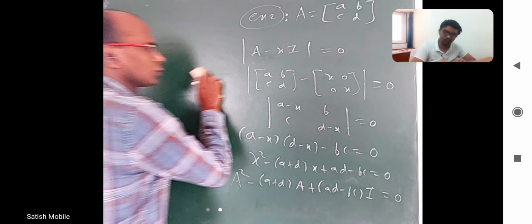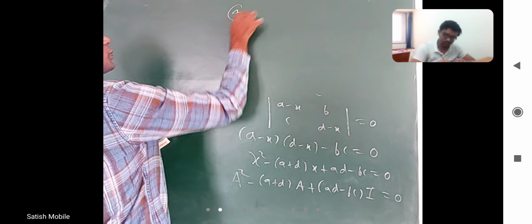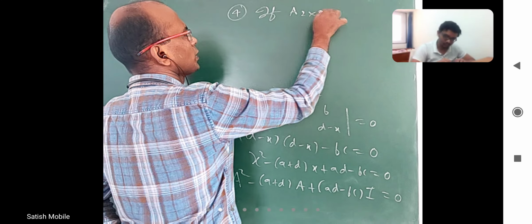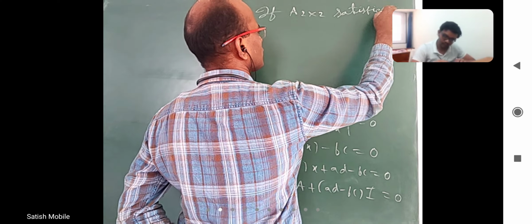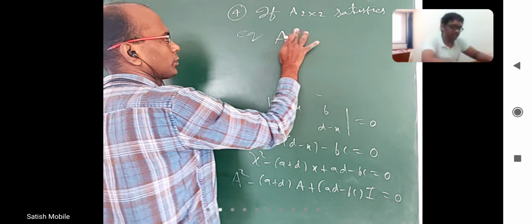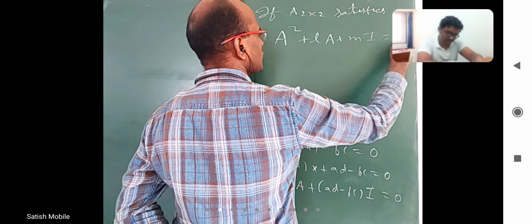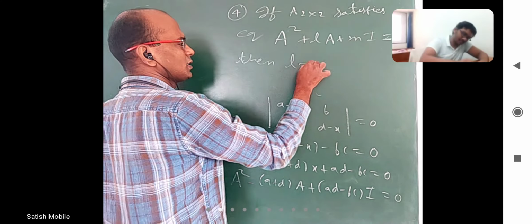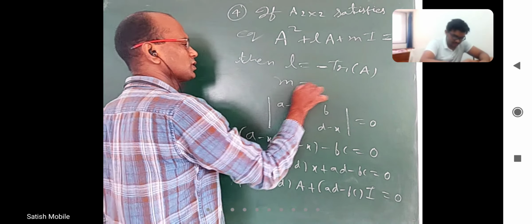Okay. So based on this, we can write a point here. Maybe I can even call this the fourth point. If a 2 by 2 matrix A satisfies the equation A square plus L into A plus M into identity matrix equal to 0, then L is equal to minus of trace of A and M is equal to determinant of A.